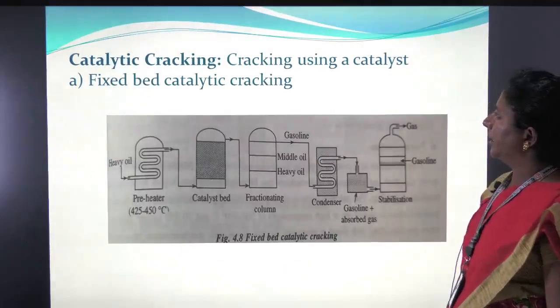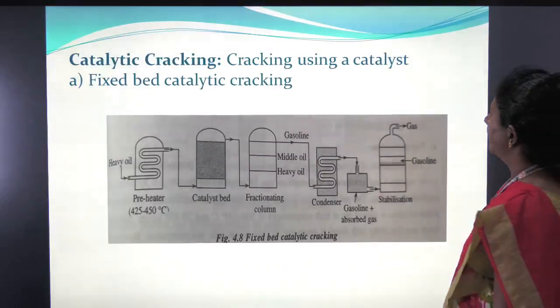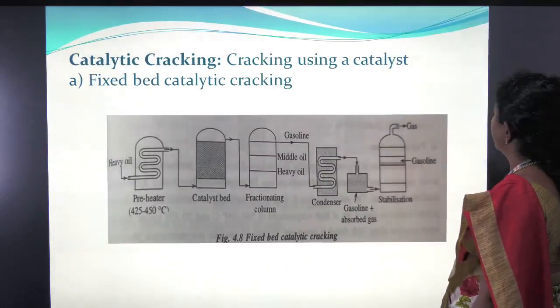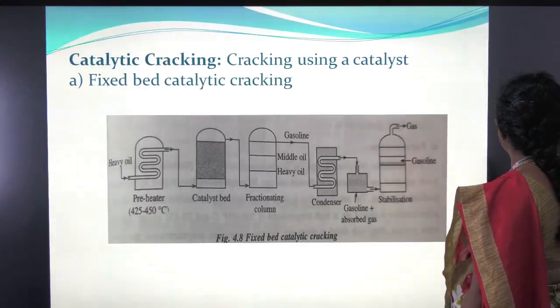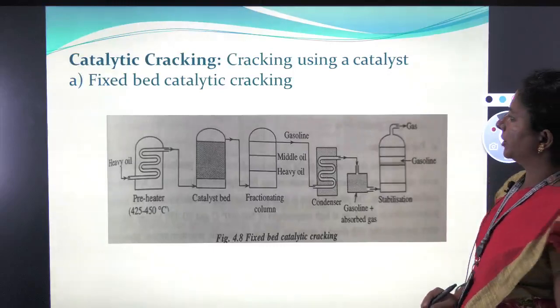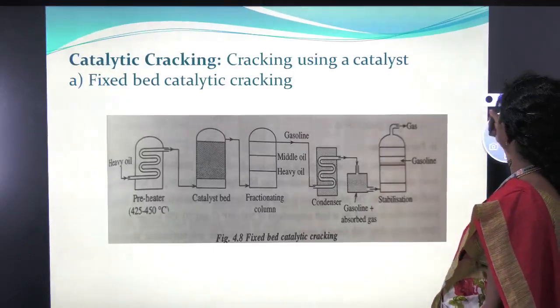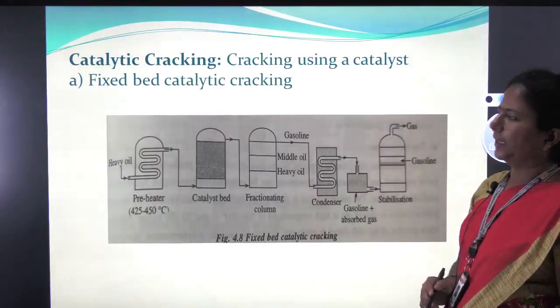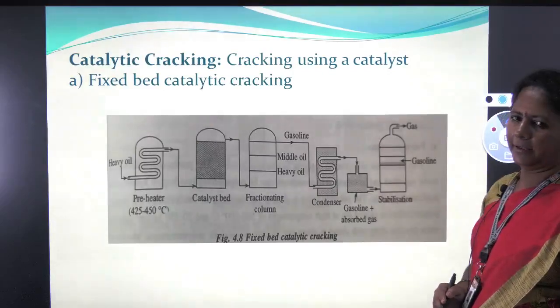So now coming to the catalytic cracking. As I already have said, catalytic cracking means cracking which takes place using a catalyst, temperature and pressure. Here the first method is fixed bed catalytic cracking.